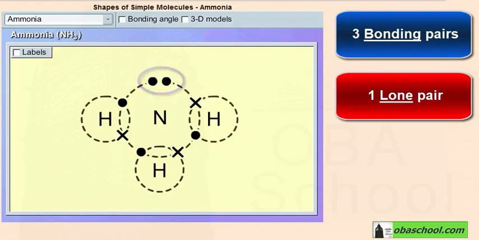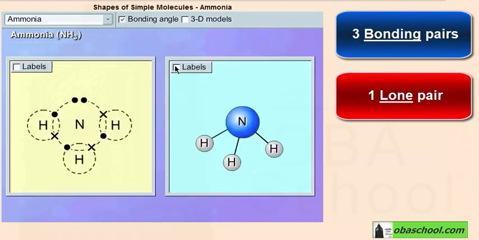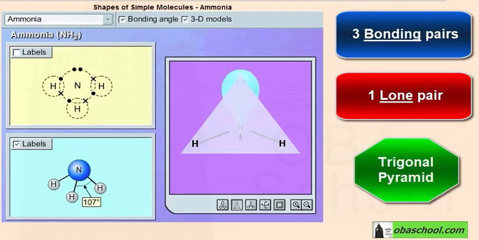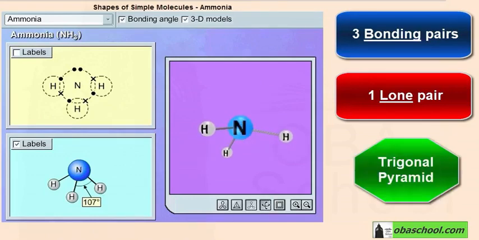The bond angle will change in this case, and it would be equal to 107 degrees, so it decreased. And the shape of this molecule is a trigonal pyramid. So this is a molecule of NH3 which has a trigonal pyramid shape, and the angle is 107 degrees. So in this case, we have three bonding pairs of electrons and one non-bonding pair of electrons.